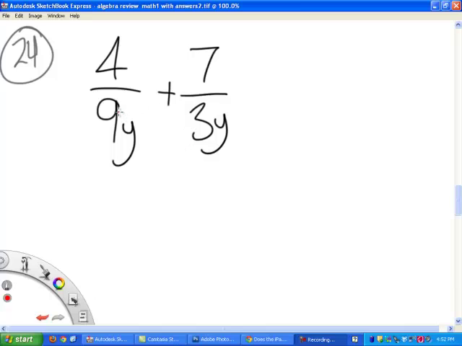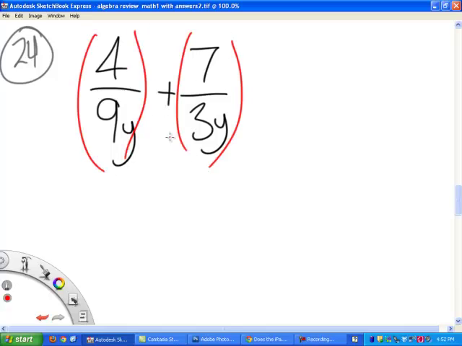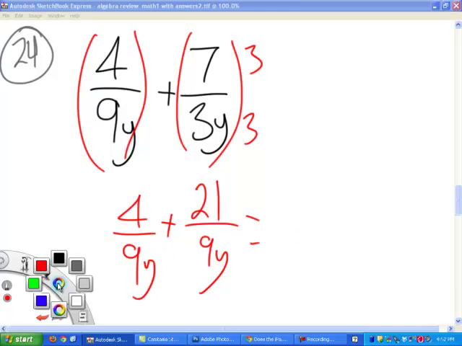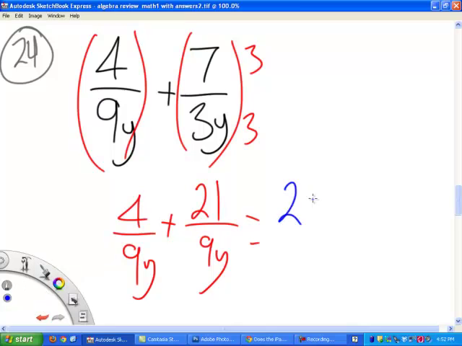What is the sum of 4 over 9y and 7 over 3y? Again, we're going to get the denominators identical. I can see that if I multiply 3y by 3, we're going to do it to both the top and the bottom. 7 times 3 becomes 21 over 9y plus 4 over 9y. We need the denominators to be equal. The answer, 4 plus 21, is 25 over 9y, and that is the answer.